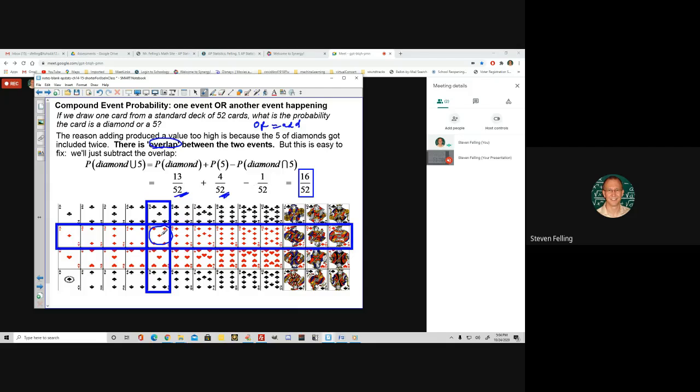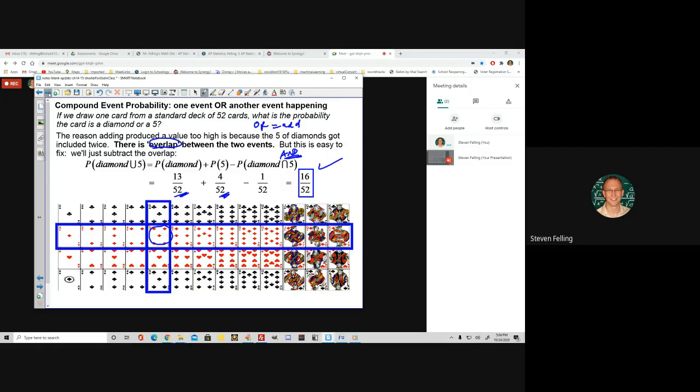And what is this overlap? Well, this is the probability that a card is a diamond and a 5, right? So we have to subtract off the overlap case, which means we subtract the and case. So if I had 13 out of 52 plus 4 out of 52, I would get 17 out of 52. But when I subtract the overlap and case, I get back to the correct answer of 16 out of 52.